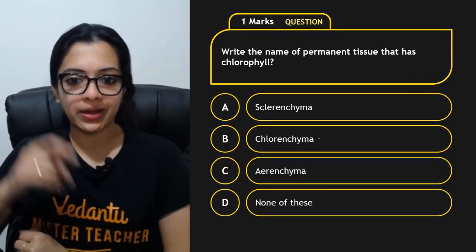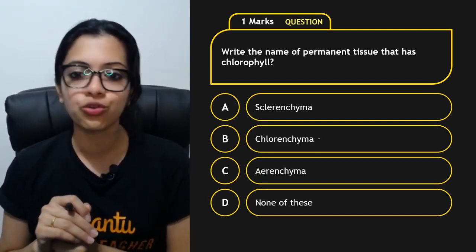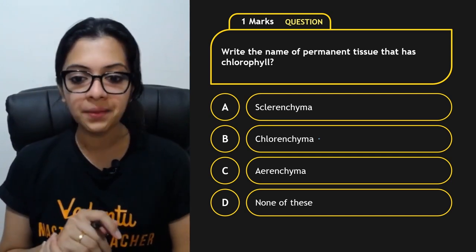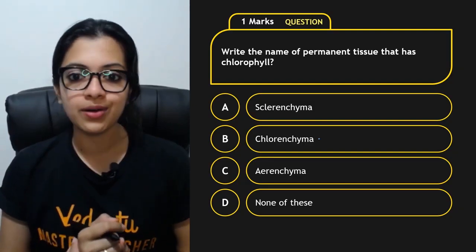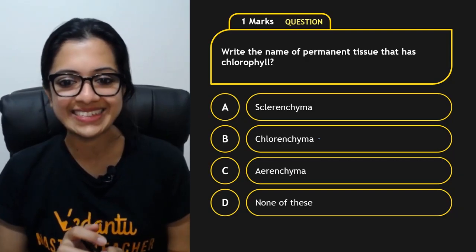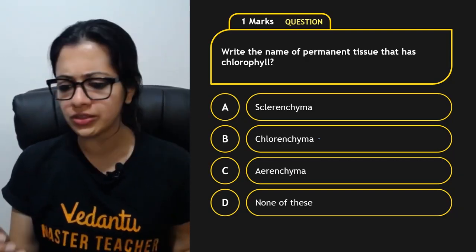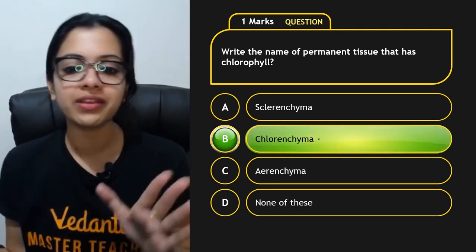Next one. Write the name of the permanent tissue that has chlorophyll. Sclerenchyma, chlorenchyma, aerenchyma, or none of these. What do you think? Name the type of permanent tissue which has chlorophyll. Your time ends in 3, 2, 1, and go. The answer is chlorenchyma, of course.